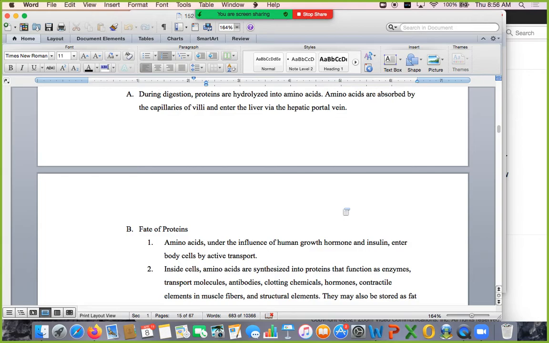But eventually, we're going to be able to convert these amino acids into a couple different things that are able to enter into the Krebs cycle. It can be converted into glucose, which can go in, fatty acids, which can go in, and ketone bodies, all of which are able to be processed by the Krebs cycle to create ATP.